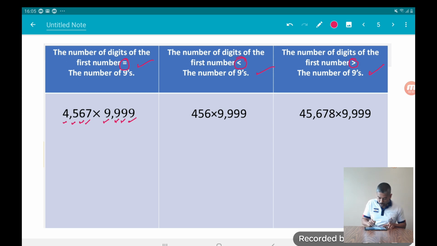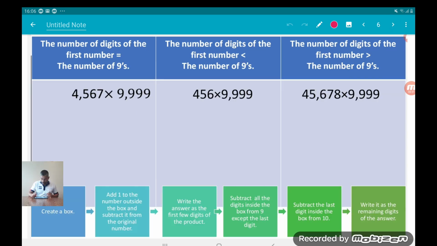And the second type, you can see here we have 3 digits and here we have 4 digits. So the number, or the multiplicand, has less digits. Okay, and the next situation where we have 5 digit and the next one has 4 digit. So the multiplicand has more digits because it's 5 digits. Am I right? So these are the 3 situations we will be dealing with. So now let us look how to solve these problems.